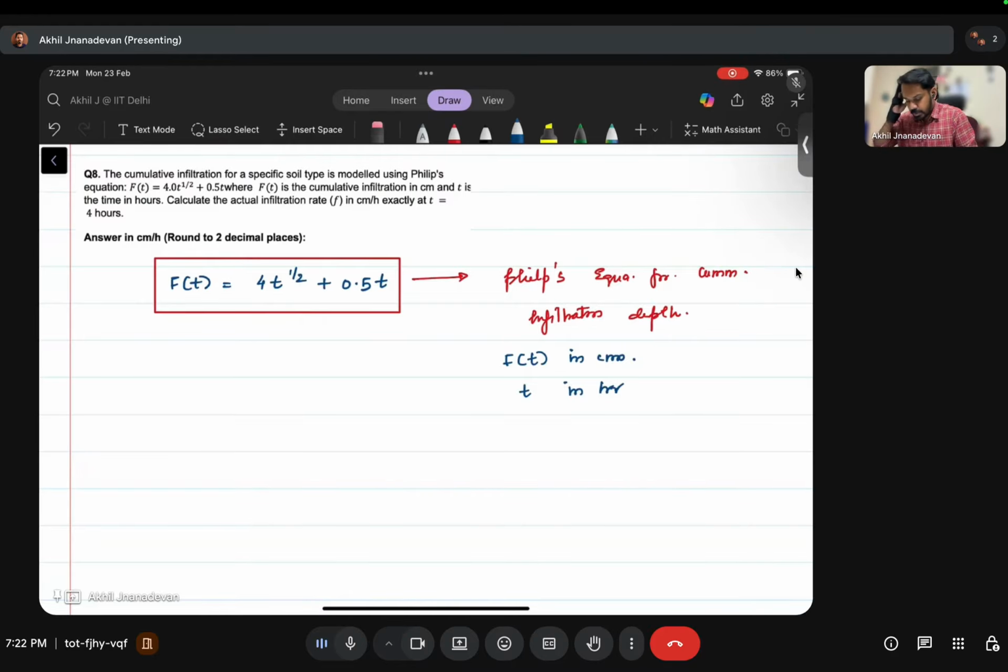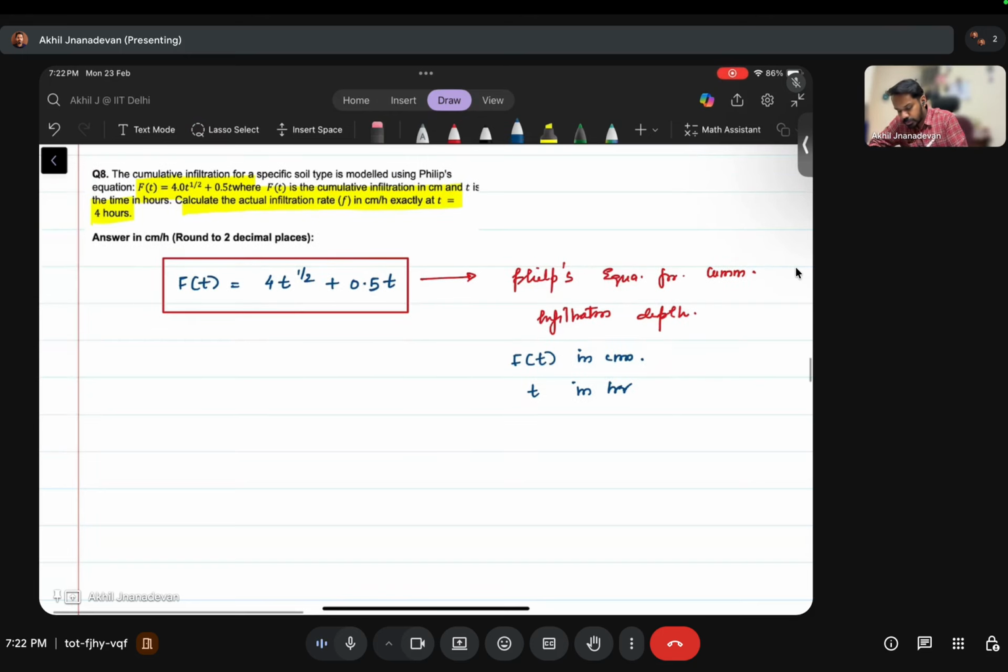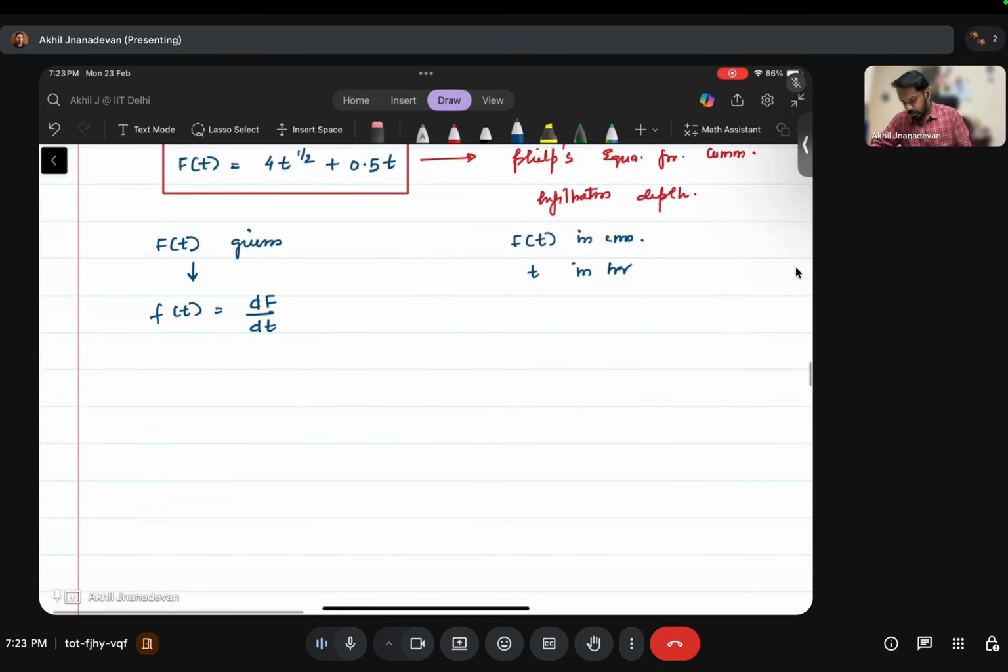Calculate the actual infiltration rate. So this is clear. Calculate the actual rate at t equal to 4 hours. So basically, this is the opposite of that. We are given the equation of the cumulative depth, and we have to find the infiltration rate, right? So that will be the opposite of integration, that is differentiation. F of t is given, then we can find small f of t as dF by dt. We can just differentiate that particular equation.